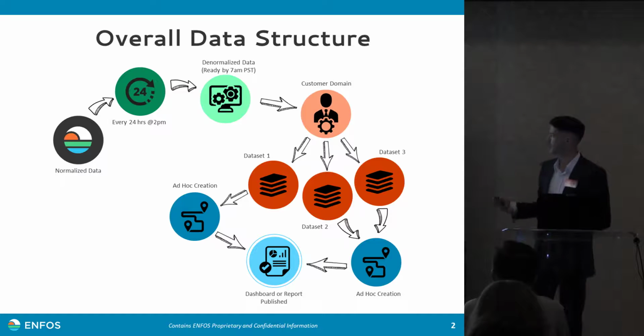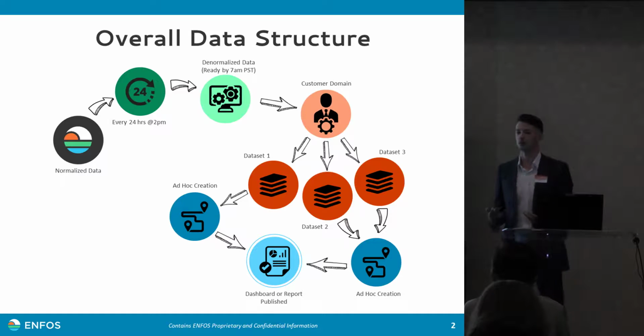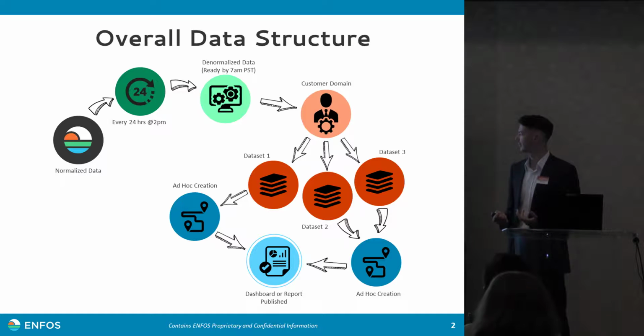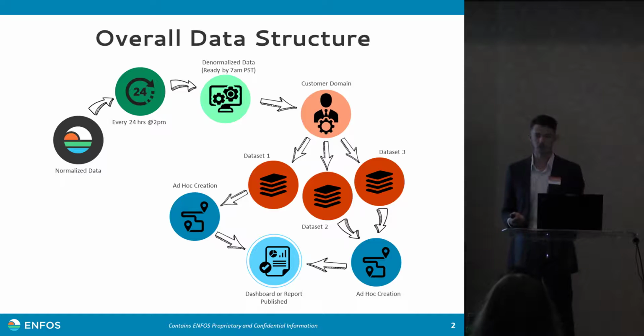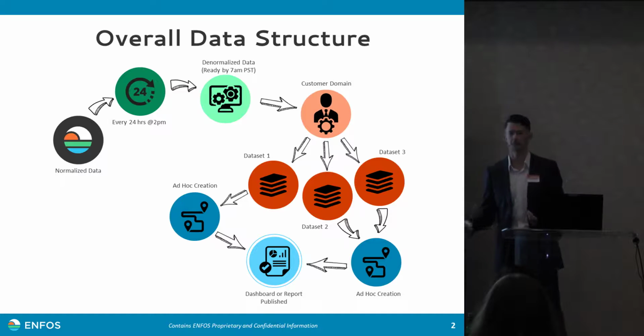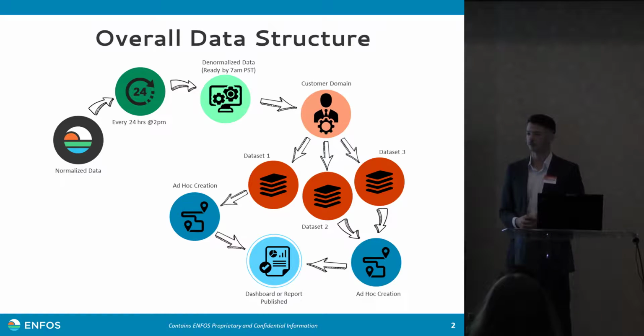Within the denormalized data, you have your own customer domain. Each one of our clients will have their own domain within the reporting denormalized data sets. And that domain is going to be made up of all of your data sets. These data sets are going to be very similar to the existing 100 ENFOS standard reports. So you're going to see data sets for your site information, for your AOC information, for your invoices, plans, and POs, as well as things like compliance, permitting, and contacts.